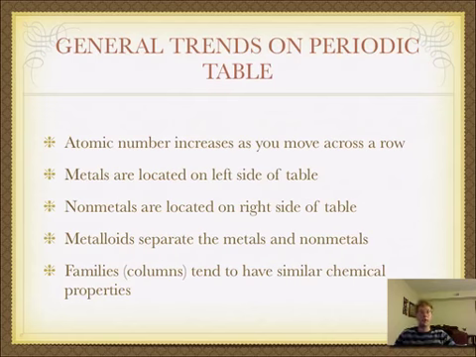The last part here is general trends on the periodic table. These are patterns that you can observe. The first one is atomic number increases as you move across the row. We've known that since before we started this chapter. The next pattern is that metals are located on the left side of the table, nonmetals are located on the right side of the table, and metalloids separate the metals and the nonmetals. The last one that we've gone over so far is that families or columns of the periodic table tend to have similar chemical properties.